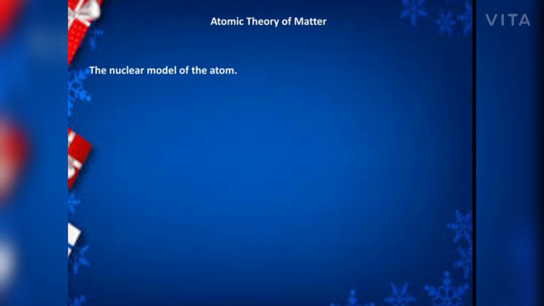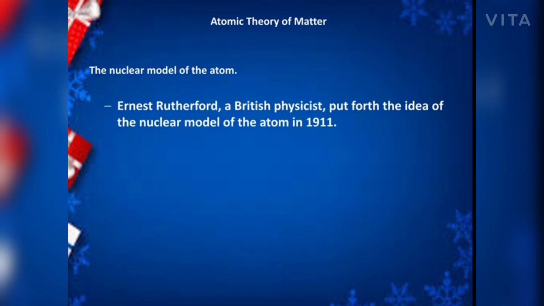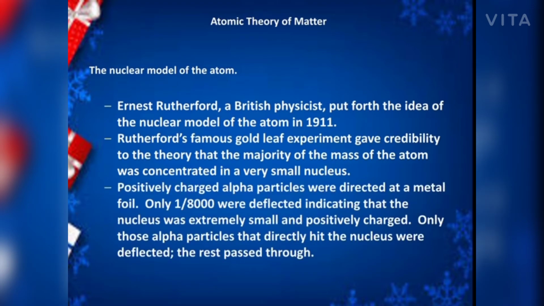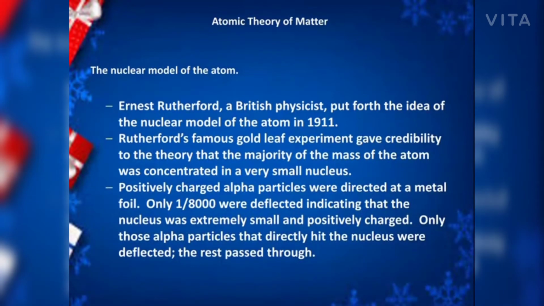That led to the nuclear model of an atom. Scientist Rutherford put forth the idea of the nuclear model of an atom in 1911. Rutherford's famous gold foil experiment gave a good idea that the mass of an atom was concentrated in a very small nucleus. Positively charged alpha particles were directed at a metal foil. Only 1 in 8000 were deflected, indicating that the nucleus was extremely small and positively charged.